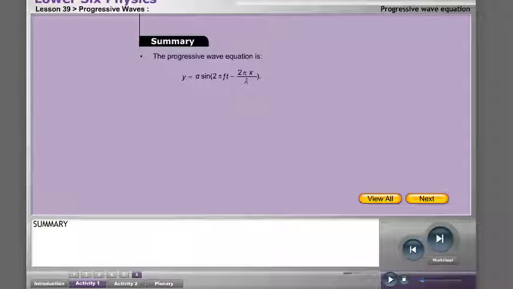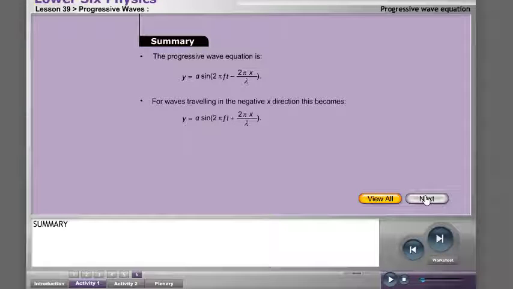Summary. The progressive wave equation is y equals a sine of 2 pi ft minus 2 pi x over lambda. For waves traveling in the negative x direction, this becomes y equals a sine of 2 pi ft plus 2 pi x over lambda.